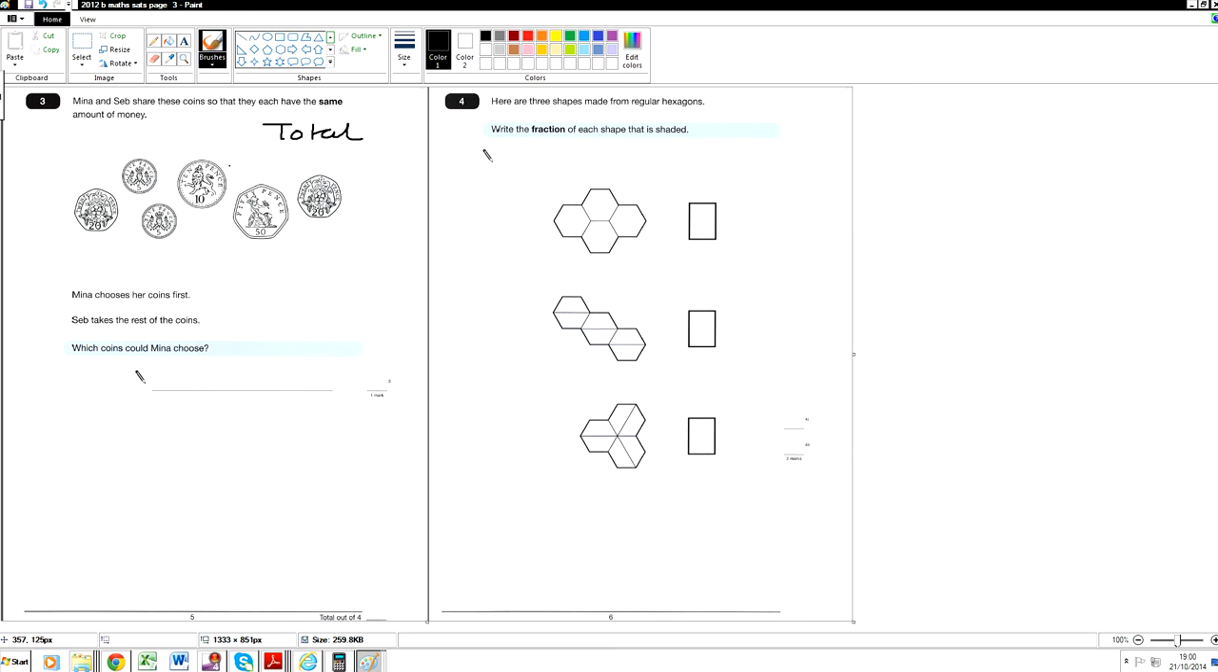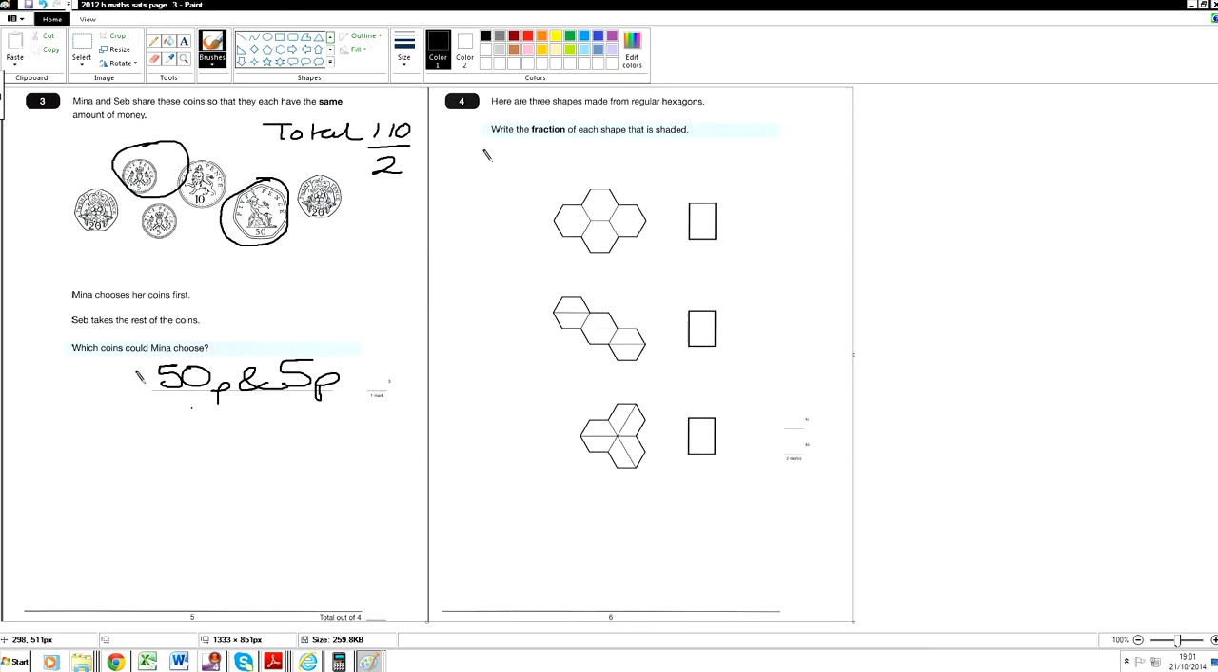No. What is the total? You said £1. Okay, what is the total of the money? £1.10. Excellent. Total is 110 pence. Now, if you divide 110 pence into 2, so they get half each, the first person gets how much? 55 pence. So Meena chooses the coins first. Seb takes the rest. Which coins could Meena choose? So we need to make 55p. So she could choose 50p and 5p. Okay. So it could be 50p and 5p.